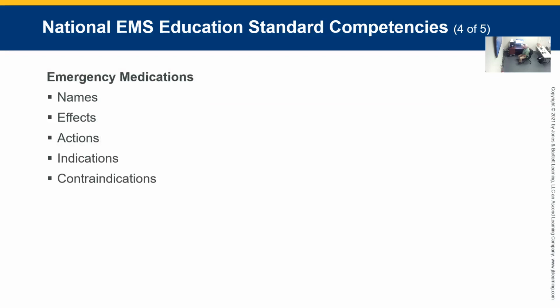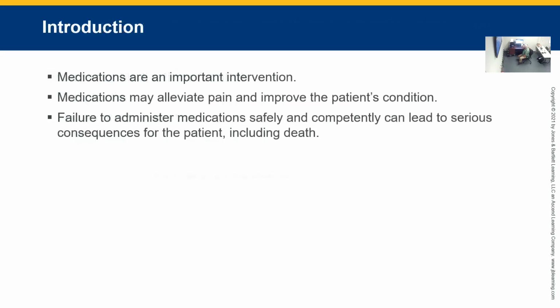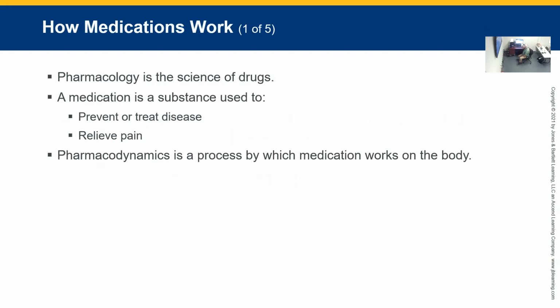There are many different names of all the different medicines, and they all have different effects, actions, and indications. We'll talk a little bit about these. There are a lot of complications and side effects. This is a very important intervention. Pharmacology is the science used to prevent disease, relieve pain, or treat a disease. Pharmacodynamics is the process of how it actually works in the body.